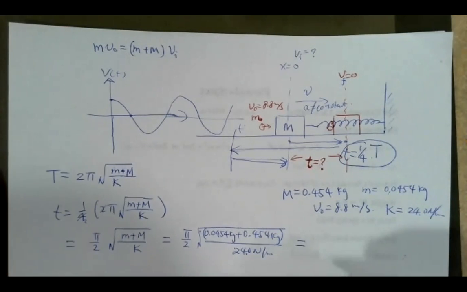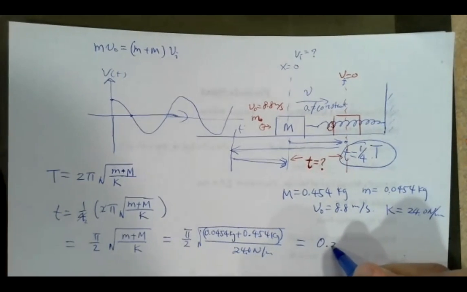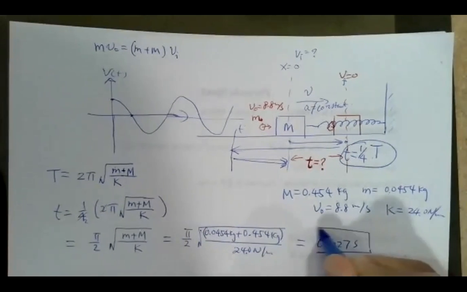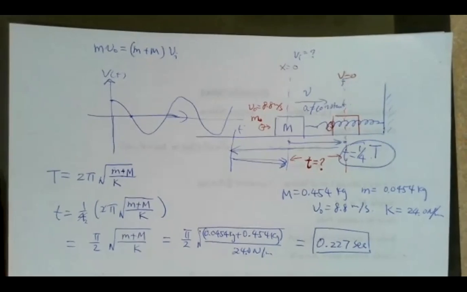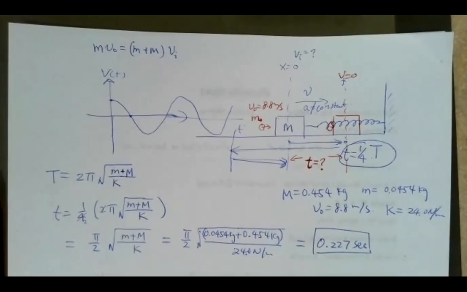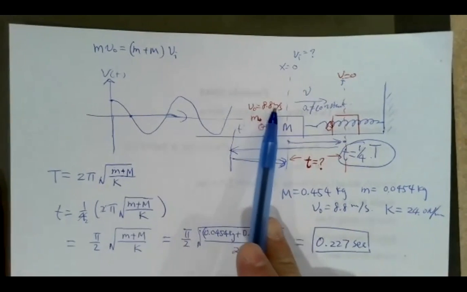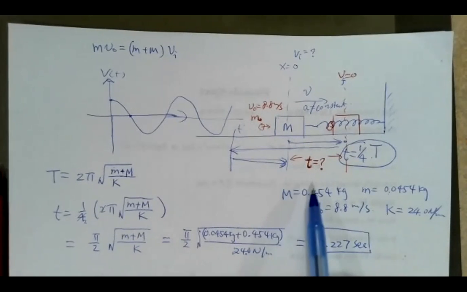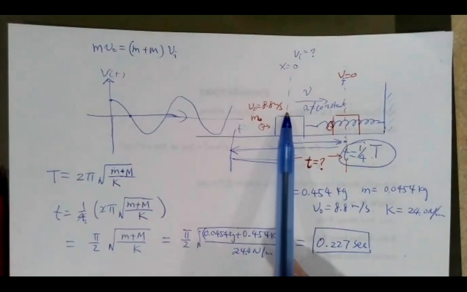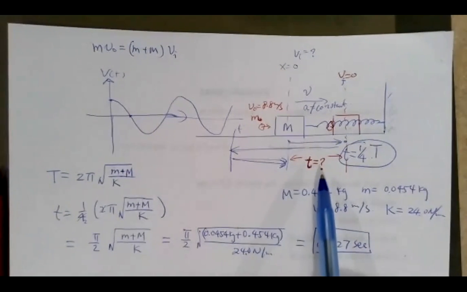And then it turns out to be 0.227 seconds, okay? All right, so you can see it doesn't matter what the initial speed of the particle is. So 8.80 or whatever, maybe 100 meters per second, you'll still get that, because the period, or the time required, is not related to the velocity. It's just determined by the mass and the spring constant.